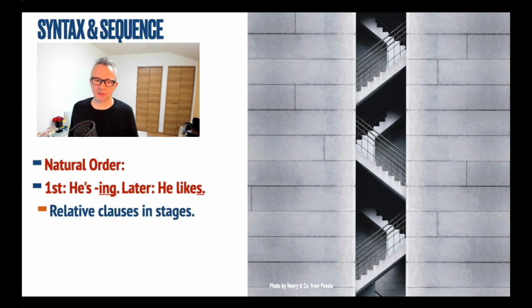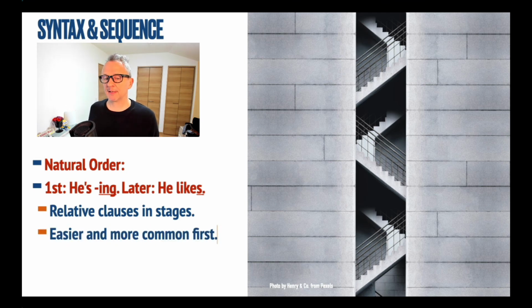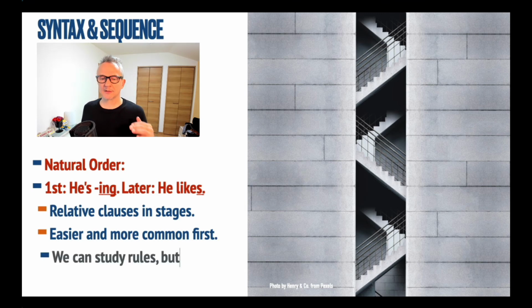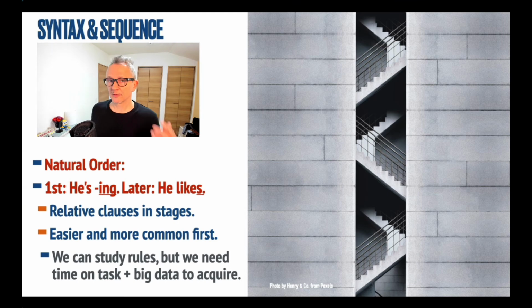A more complicated issue is how learners learn relative clauses in stages. The basic key point is the easier ones and the more common ones are learned first, and we can study the rules to learn these difficult grammar points, but we need time on task and big data to acquire. If you want to know more about how to teach grammar or learn grammar, you can look at the video in the Applied Teaching Topics course about the grammar. So let's look at some more detail about the sequence of how learners might learn relative clauses in a particular order.